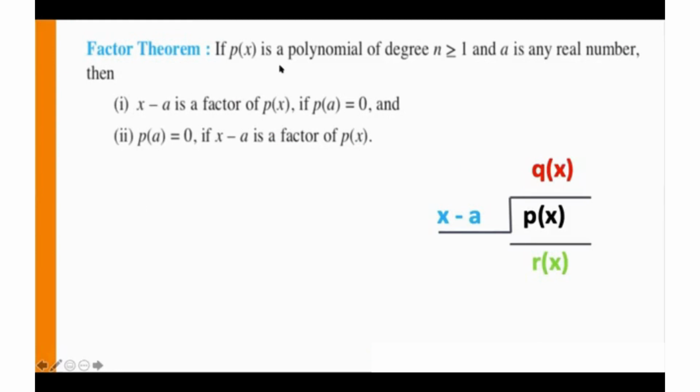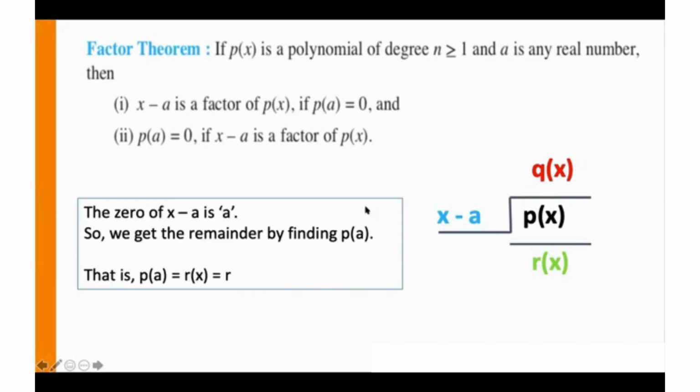Now the factor theorem says that if p of x is a polynomial of degree n, which is greater than or equal to 1, and a is any real number, then these two statements are true. But before we look into these statements, let's understand that by the remainder theorem, the zero of x minus a is a, and if we put that in place of x, so if we find p of a, we will get the remainder.